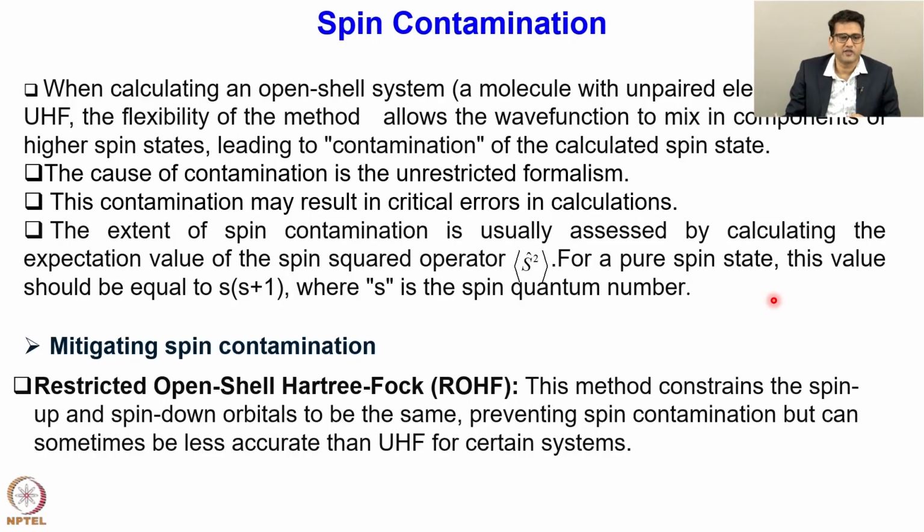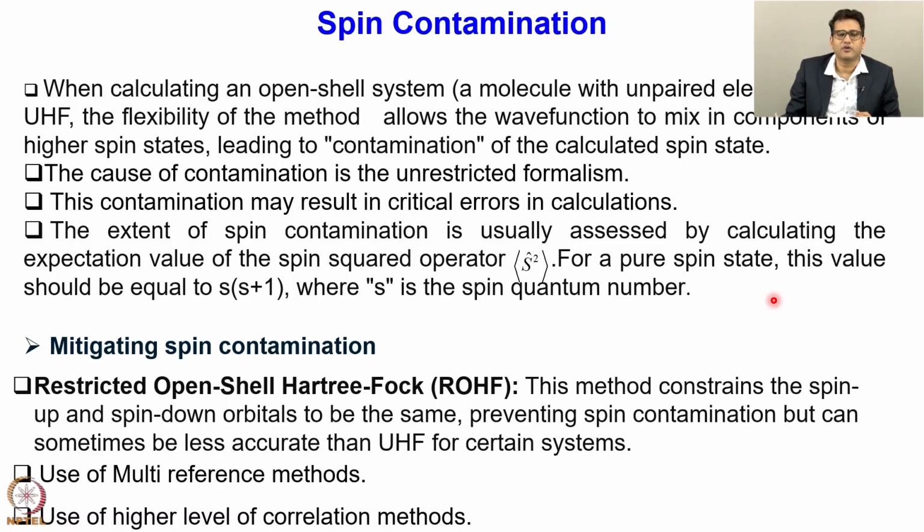This method constrains the spin up and spin down orbitals to be the same, preventing spin contamination, but sometimes they can be less accurate than UHF for a certain amount of systems. So, it is not a general solution. Second option is to go for a multi-reference method, where you describe the starting wave function as a linear combination of more than one determinant, so that you can adapt the wave function to a particular spin. In that case, the problem of spin contamination will not be there. And third option is to use higher levels of correlation methods.